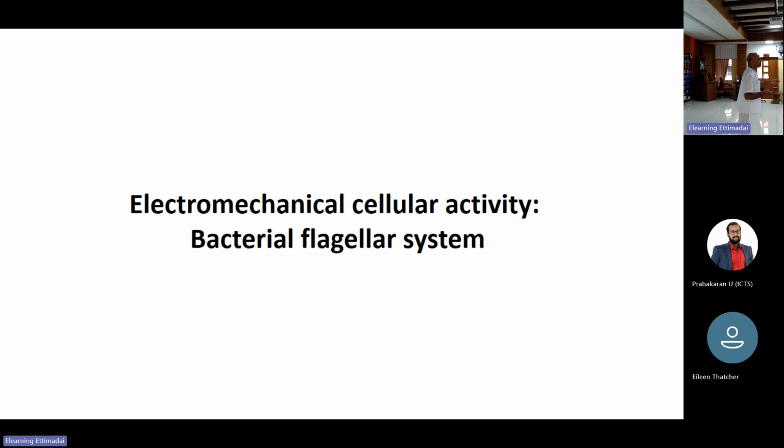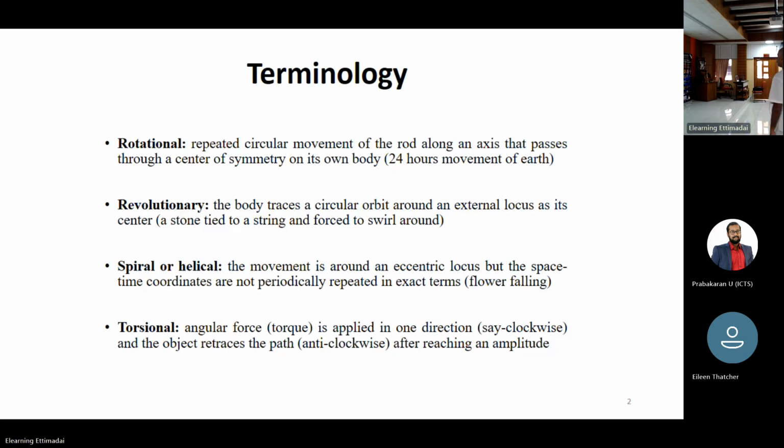When mathematicians, chemists and physicists get into biological systems, biology is highly information-centric. Yes or no? Too much. This name, that name. Physicists go, nah. Mathematicians go like that. Now I'm pretty confident what I'm saying is true, but I'll keep my mind open regardless. Let's get some terminologies clear. Rotation: repeated circular movement of the rod along an axis that passes through a center of symmetry on its own body. All right.